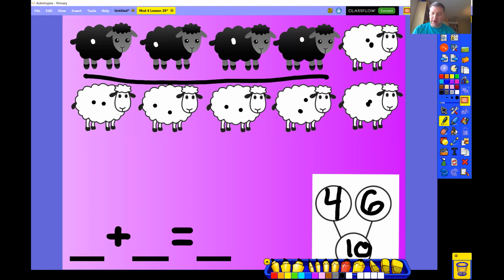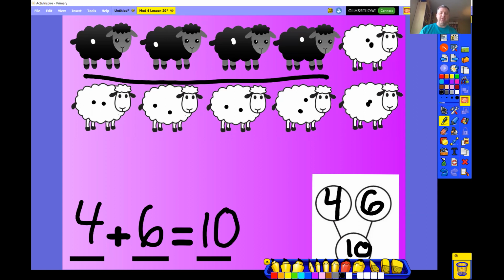Let's write a number sentence. What goes around my plus sign, friends? The plus sign is for parts. Very good. My parts are 4 and 6. The equal sign, friends, is for the whole thing. Whole thing is 10. 4 plus 6 equals 10. All right, the rest of these, I'm going to ask you to pause and write out the number bond and the number sentence, and let's see if yours matches mine, okay? You ready?